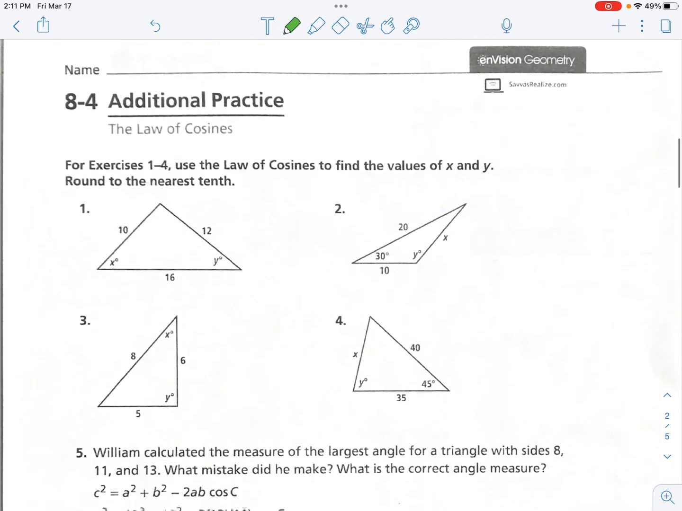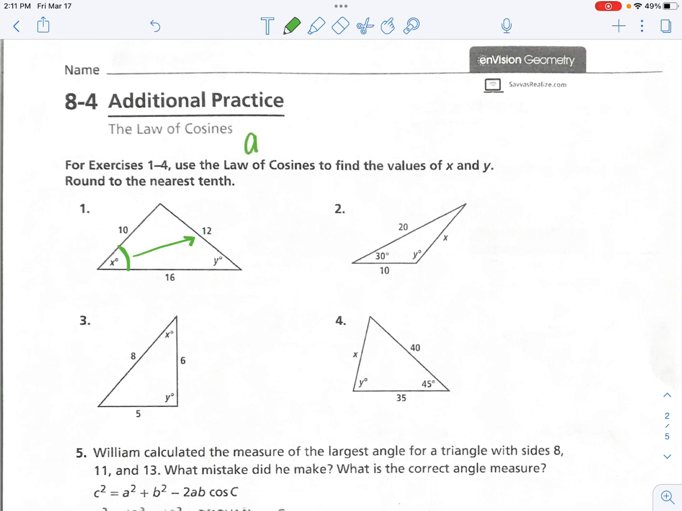So let's look at 1, and really 1 and 3 are very similar because you can see on both of those that you're looking for an angle. So it really doesn't matter which angle you find first. I'm going to choose to find angle x first. So since I'm finding angle x first, I know that 12, which is across from it, is going to be the number that goes in front.